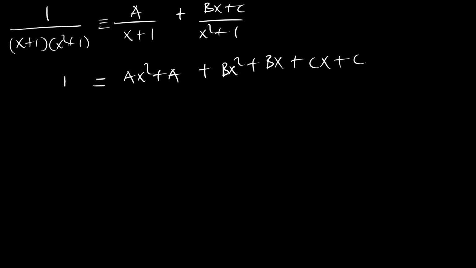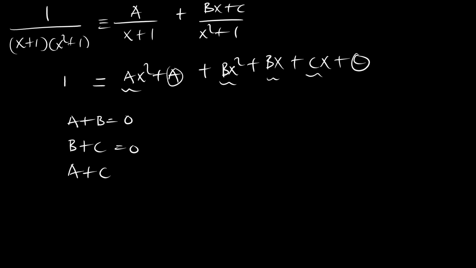Now we see that A plus B consists of the constant next to the x squared term, and since we don't have a corresponding term on the left hand side beside the x squared term, we say that A plus B equals 0. And then B plus C, the coefficient of x, doesn't have a corresponding term on the left hand side, so we say B plus C equals 0. And then A plus C has a corresponding constant on the left hand side, which equals 1.